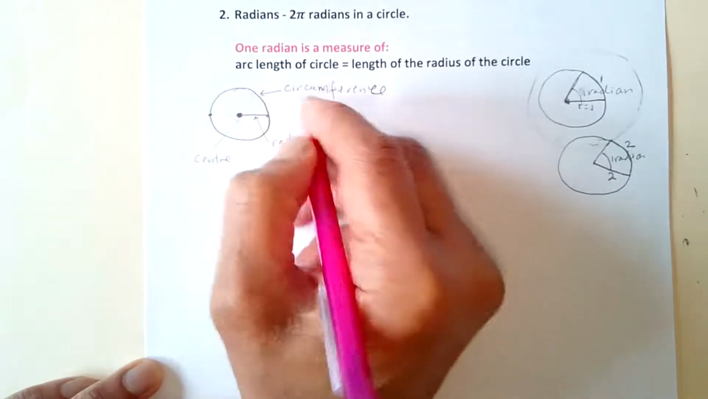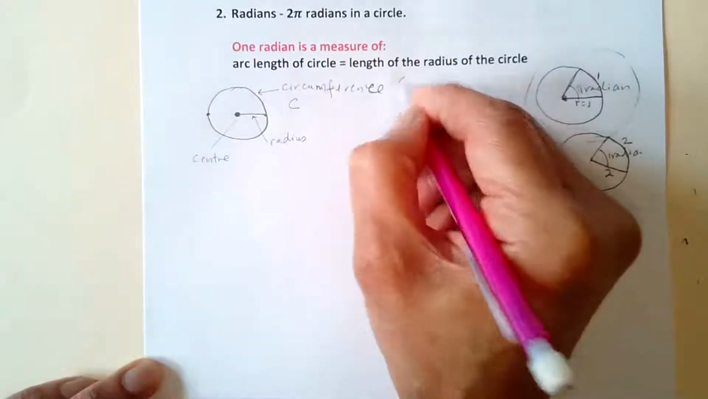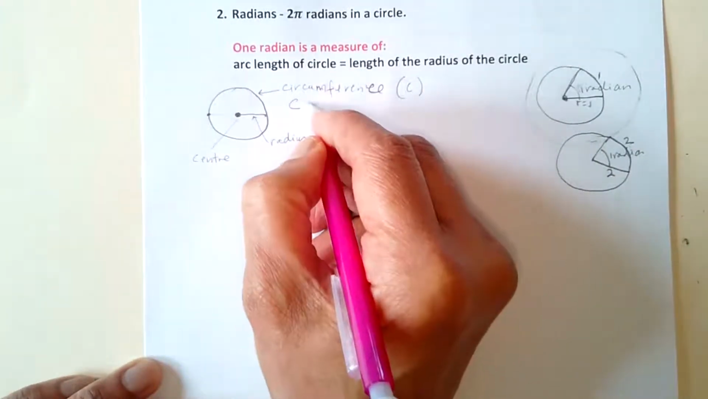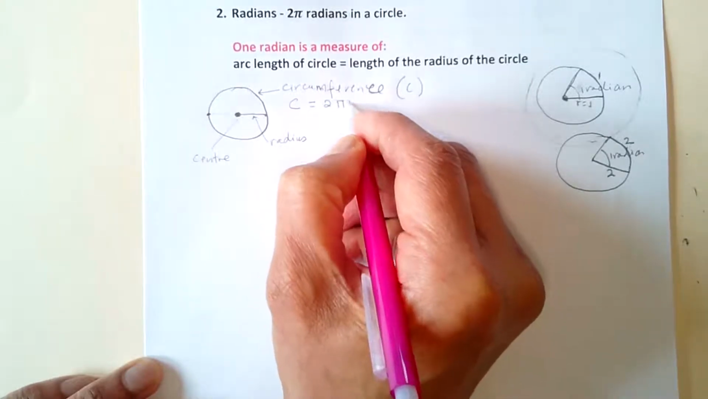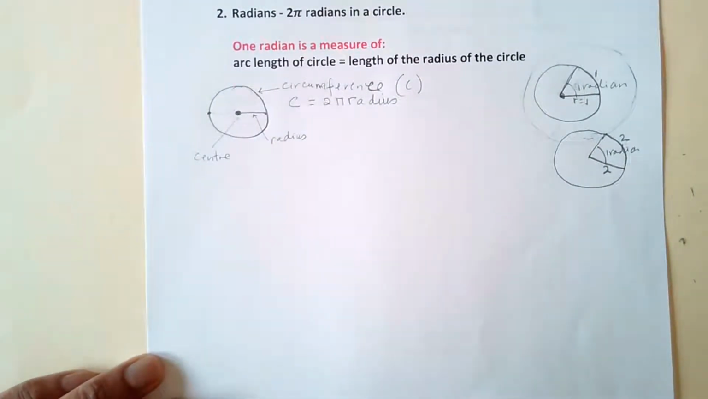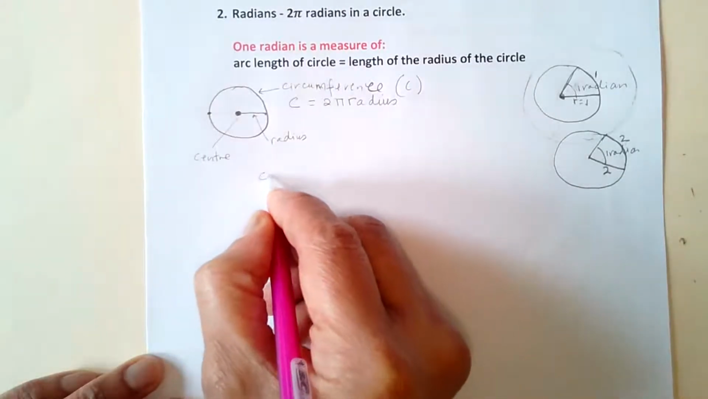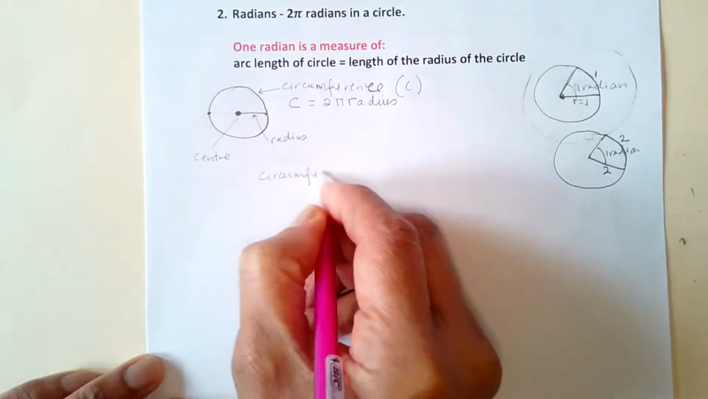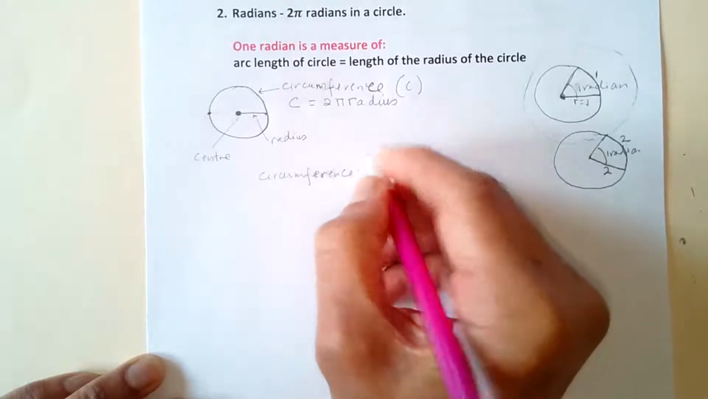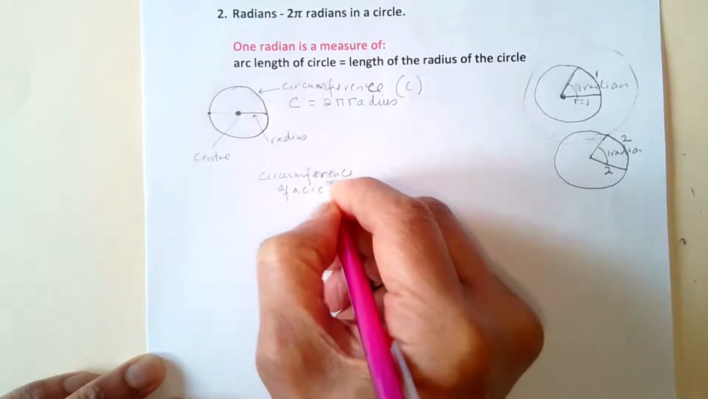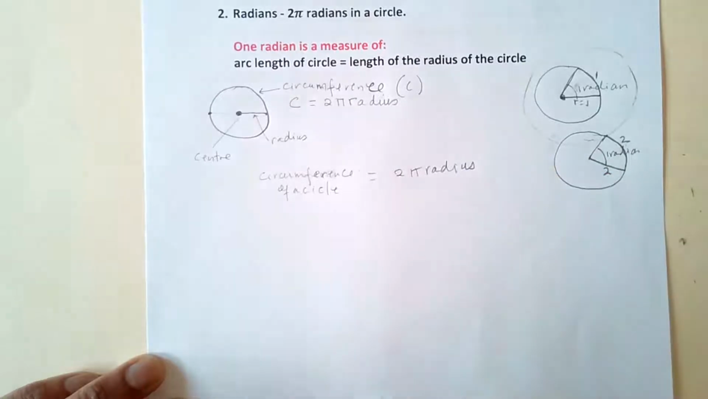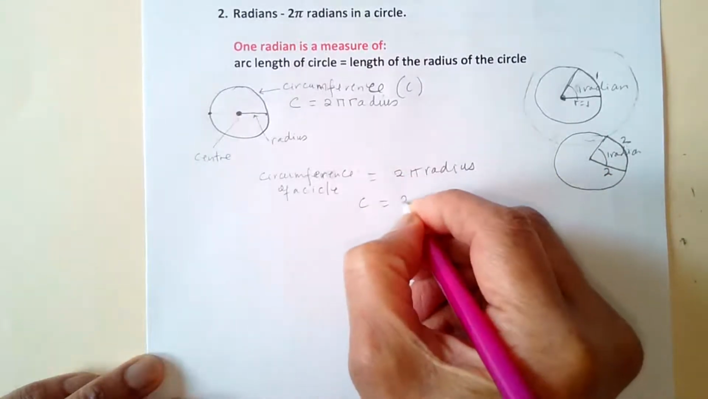Now, the distance around a circle, the circumference, call that C for short, is equal to 2 times pi times the radius. Okay, so let's write that down here. The circumference of a circle is equal to 2 times pi times the radius, or C is equal to 2 pi r.